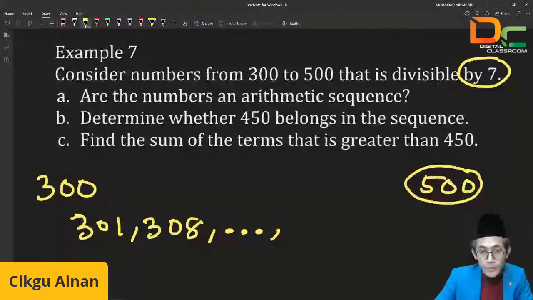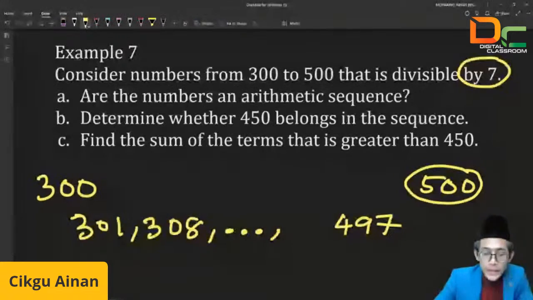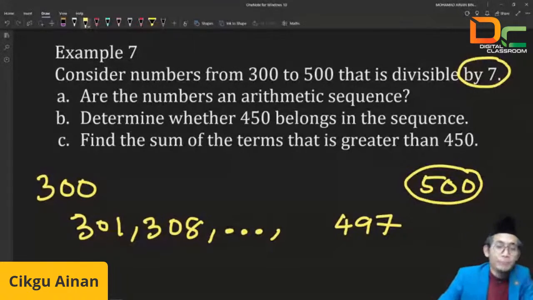Oh, okay. Oh, interesting. 497 is divisible by 7 and 3. So 497. Ni nombor tadi pun 497 juga kan? 497 is also divisible by 3. Oh tak, salah nombor. Okay, tak apa. So, we get the number over here.